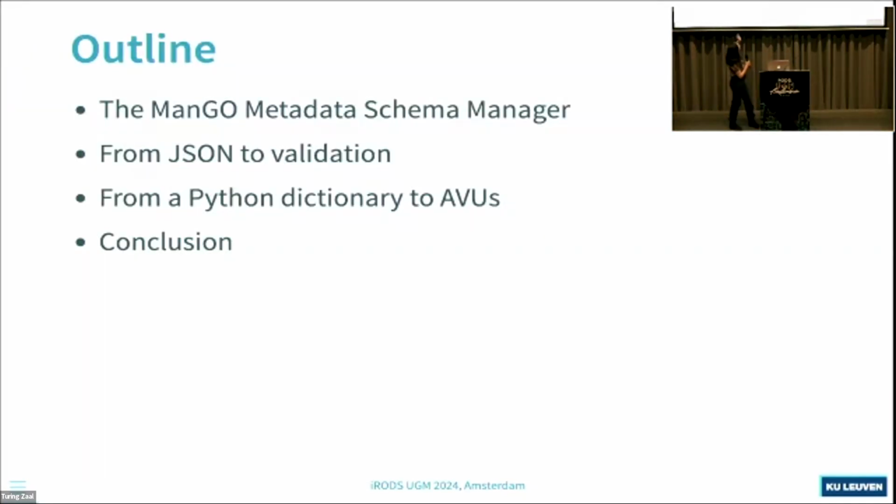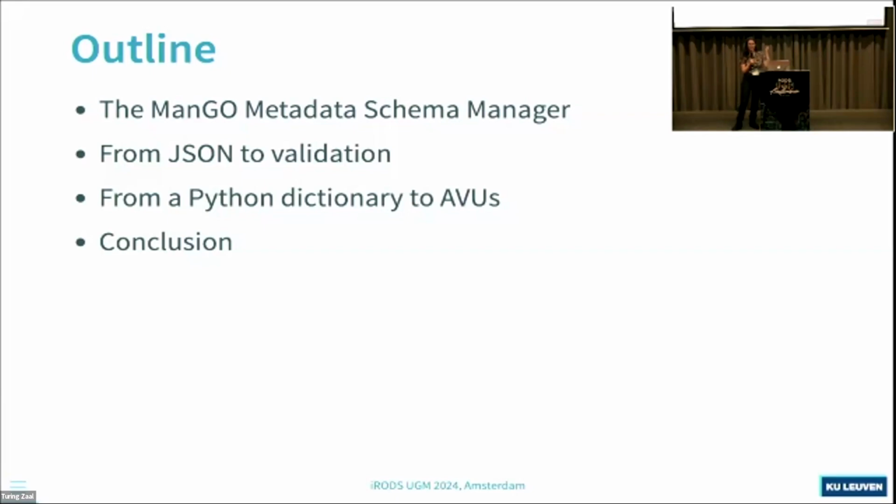So I'm going to talk about the Mango Metadata Schema Manager. It's an application within the Mango portal. The Mango portal is a web interface that we have created for our Iris users at KU Leuven. If you go to tomorrow's talk by Paul, you can see how you can get your own Mango portal if you want. How we use a JSON file to indicate instructions on how to standardize the metadata, how you want your standard to look like.